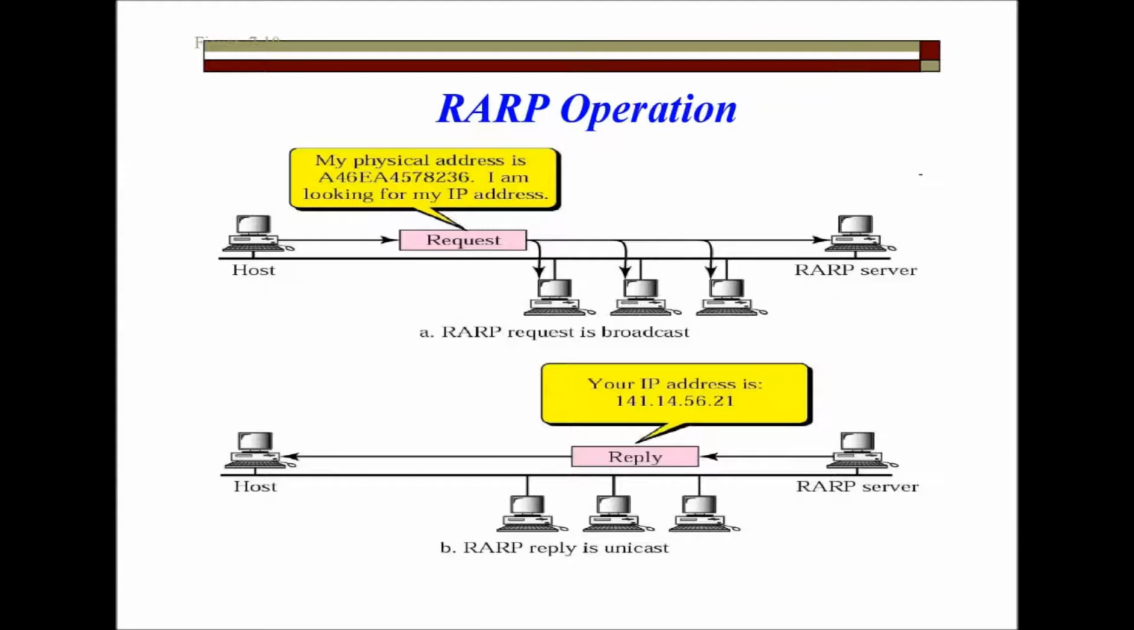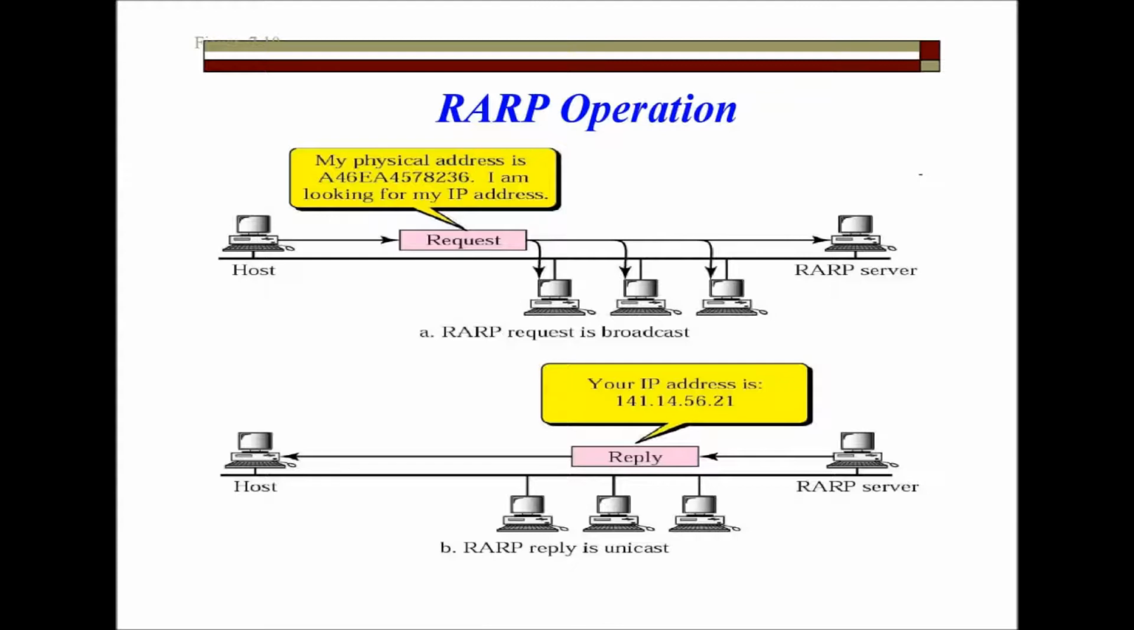Reverse ARP operation. Dear students, you can see the host and reverse ARP server over here. The host will request and a specific machine will reply. So you can see the request from a system whose physical address is A46EA4578236, and this system wants the IP address of itself. This request will be forwarded to all the systems and the specific system will reply back.